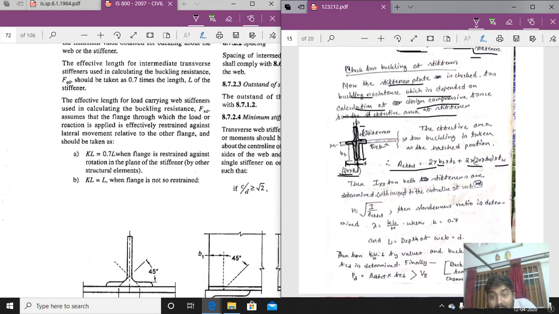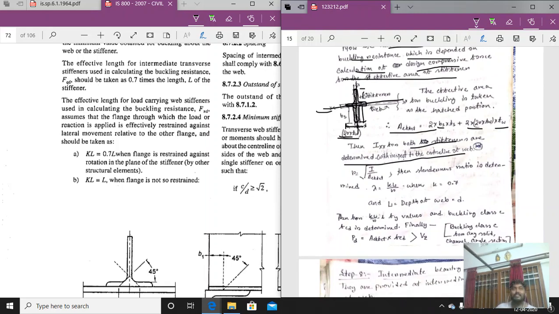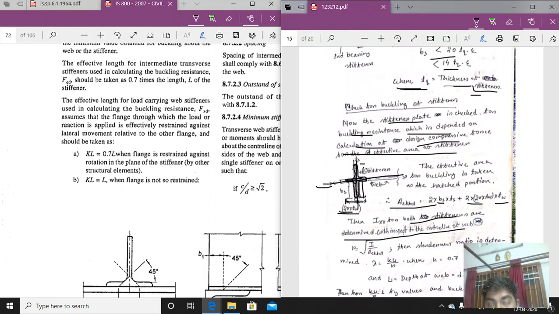Now the IXX, that is the XX section, for the bearing stiffeners is determined with respect to the central line of the wave. Now why it is determined with respect to the central line of the wave, I will tell you in the later part. So when it is determined with respect to the central line, we have to use the parallel axis theorem to determine the area moment of inertia for that.